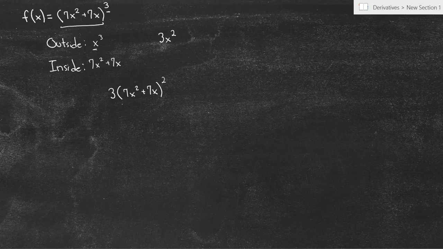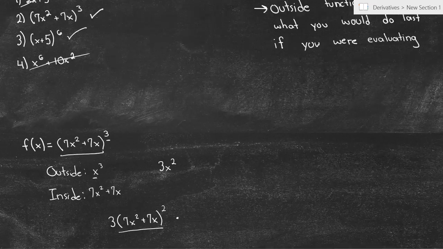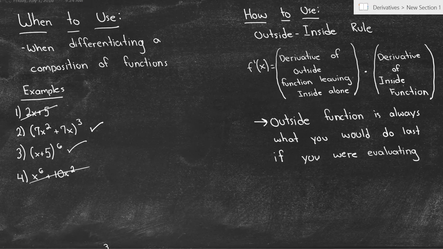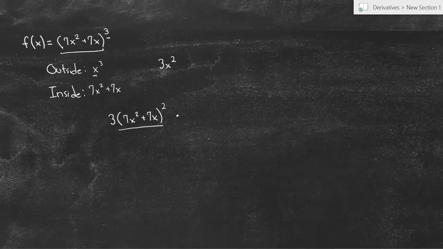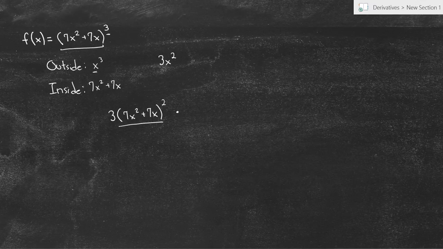That is what it means by leave the inside function alone. We kind of just substitute it back in there. We don't change it or anything. We just substitute it. Then we multiply this by, well, let's see what it says. It says derivative of the inside function. Well, our inside function is the 7x squared plus 7x. Let's take the derivative of that. We're going to get 14x plus 7, just using our power rule. So 14x plus 7.